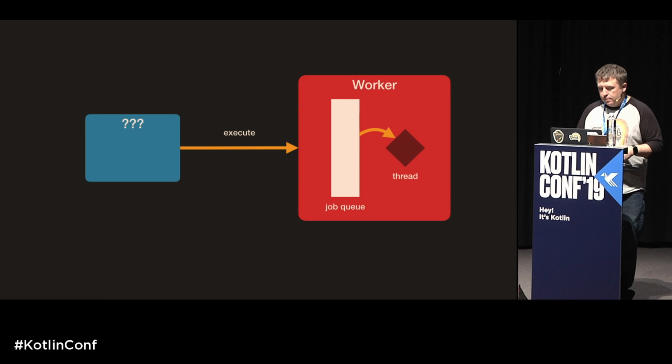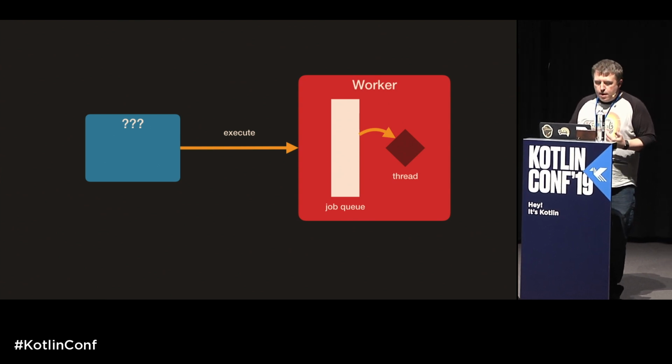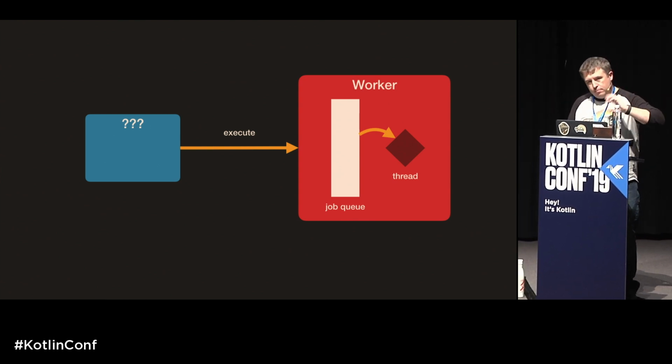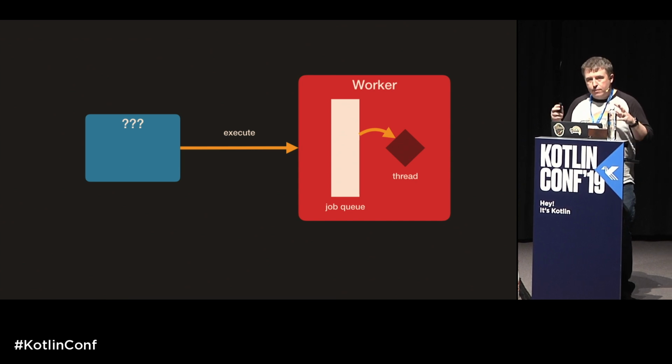This is what it looks like with my wonderful diagram. A worker has a job queue, which is a queue, and it has its own thread that's private to the worker.